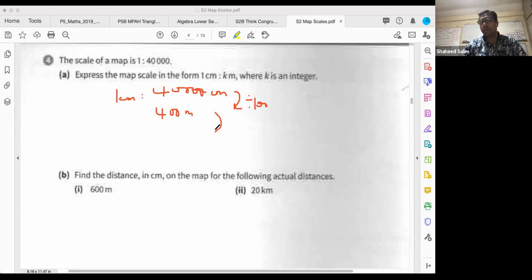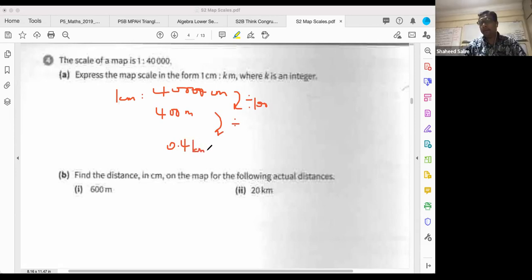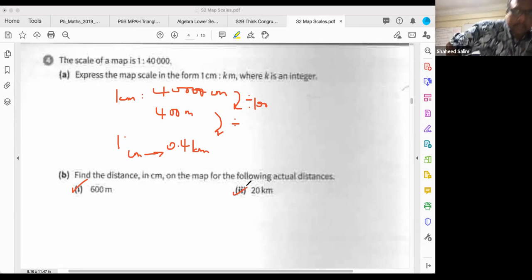Then you've got to change it to km. Divide by 1000, 0.4. Are you okay? Then can you try? So 1 cm is 0.4 km. Can you try this now? These two. You try these two first.